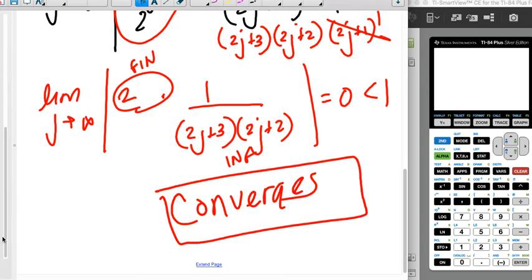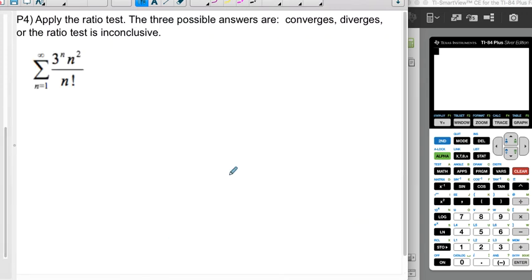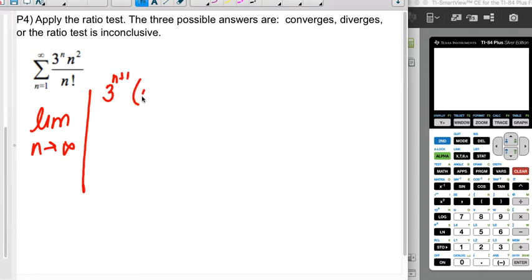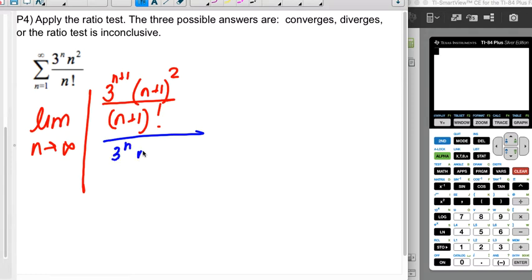All right, last one, P4. We're going to go ahead and apply the ratio test again. So with the limit as n approaches infinity, the nth plus 1 term is going to be 3 to the n plus 1, n plus 1 quantity squared, and an n plus 1 factorial on the bottom. The nth term is just going to be the exact nth term I was already given, right? I just copy it.